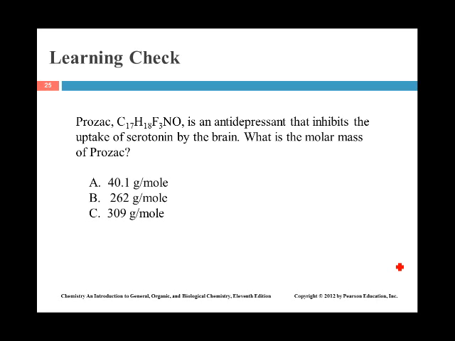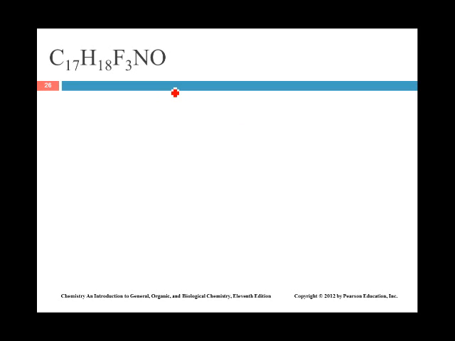Okay, we're going to try another one for Prozac, specifically for medicine related. It is a really big compound. C17H18F3NO is an antidepressant that inhibits the uptake of serotonin by the brain. What's the molar mass of Prozac? So that means that we need to break this compound down.